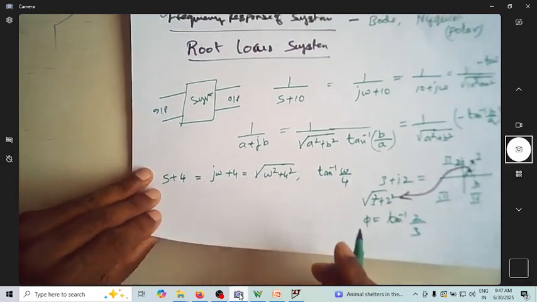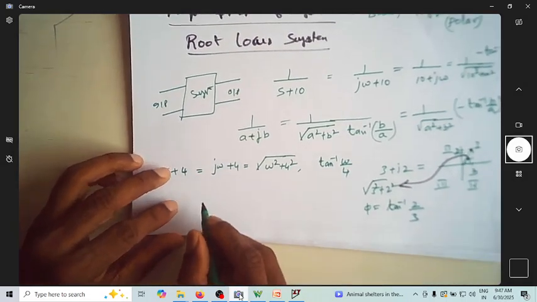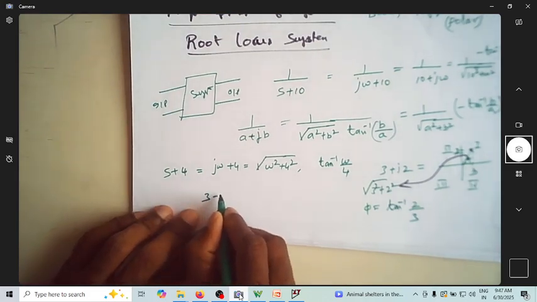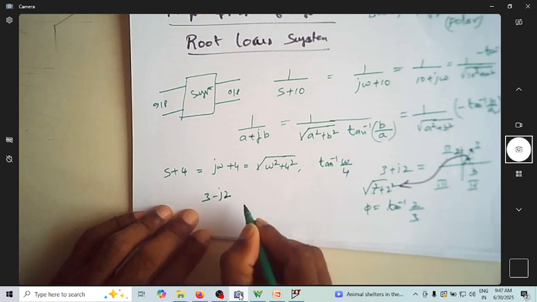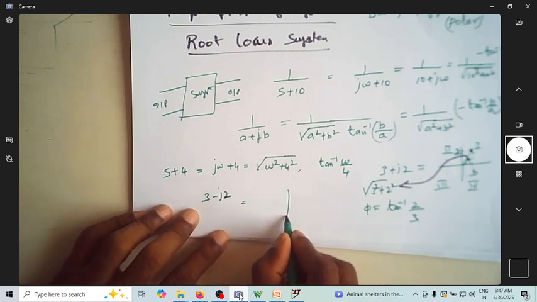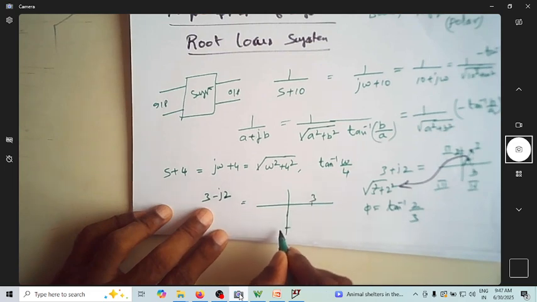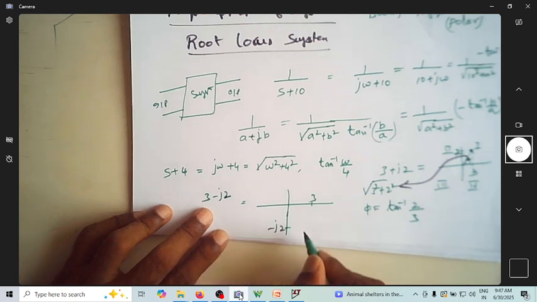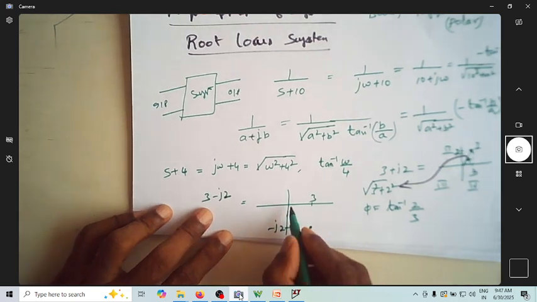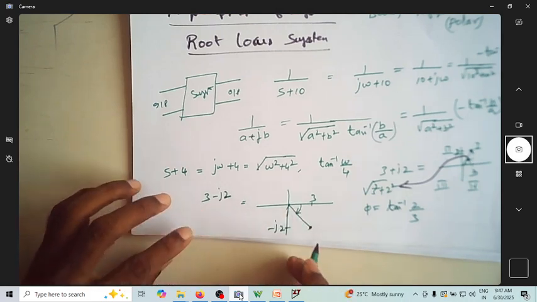Suppose I want to find the magnitude and phase of 3 minus j2. I know it has a real value of 3 and a negative imaginary value, which is minus j2. I want to know what its magnitude is and what its phase is.